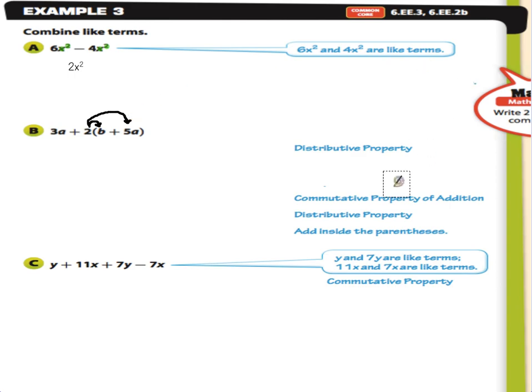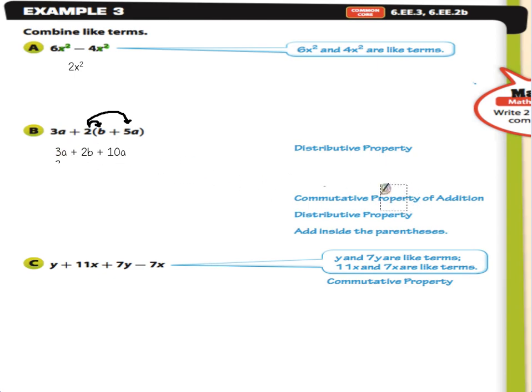All right, and when we do that, we still have 3a plus, now instead of having those parentheses, we have 2 times b plus 2 times 5 is 10, and we have a. But now what we're going to do, because you notice we have a as a variable and we have b as a variable, is we're going to use the commutative property of addition, since we're adding all these terms, and we're going to get it so that way our like variables or our like terms are all together.